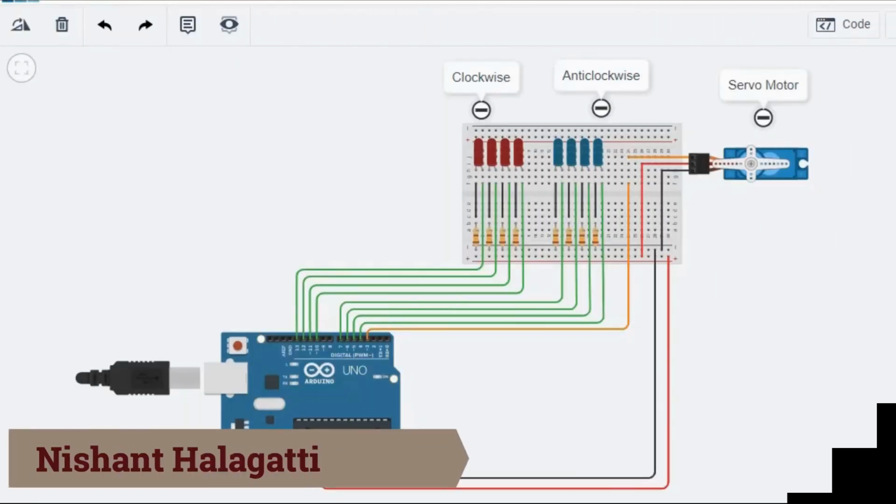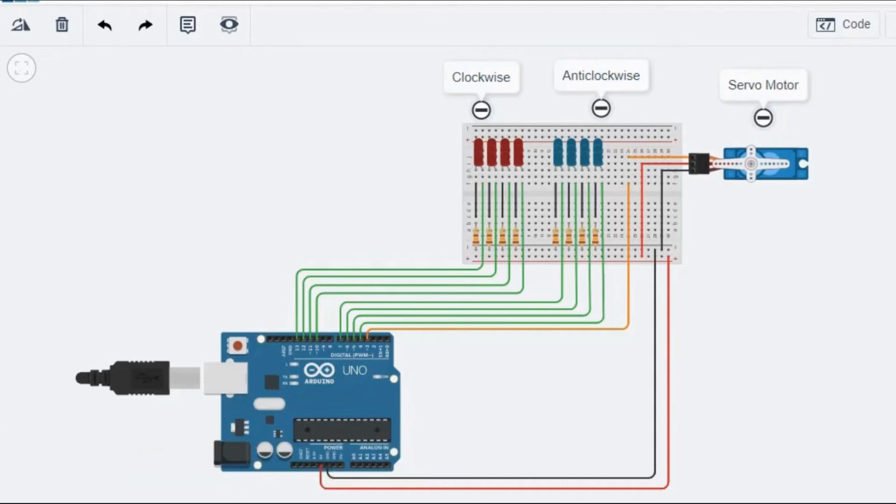Hello everyone, I am Nishant Halgati and I will be explaining the simulation and modeling of a PCB plotter. So let us begin. Now, in the physical implementation we have used an Arduino Uno and the GRBL CNC shield for the controlling of the two stepper motors and the servo motor.